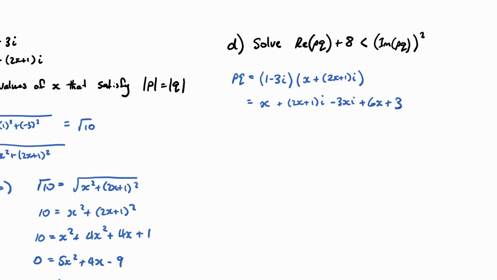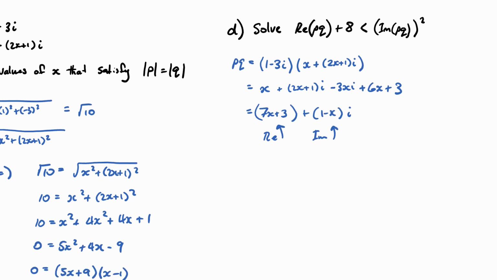So let's group all of our imaginary and real terms there. So this will be 7x plus 3, and then in terms of our i, we have 2x plus 1 minus 3x. So we're just going to be left with positive 1, then minus x, so plus (1 minus x)i. So we know that the real component is this here, and this is the imaginary bit here.